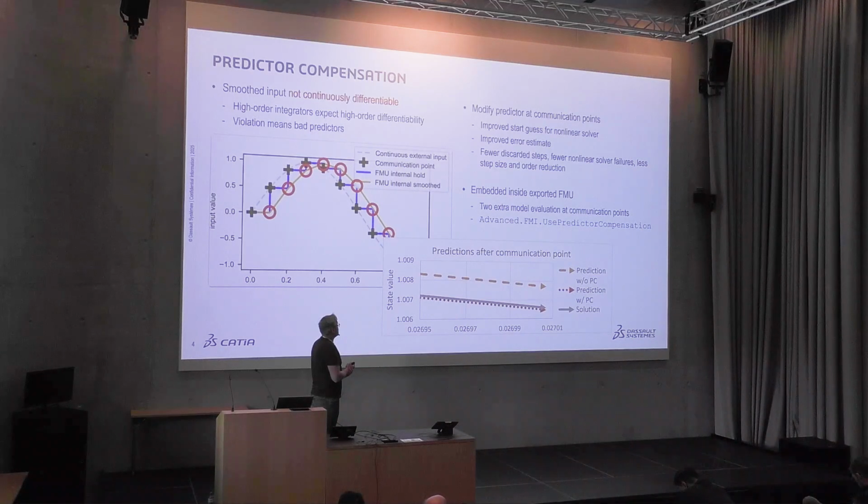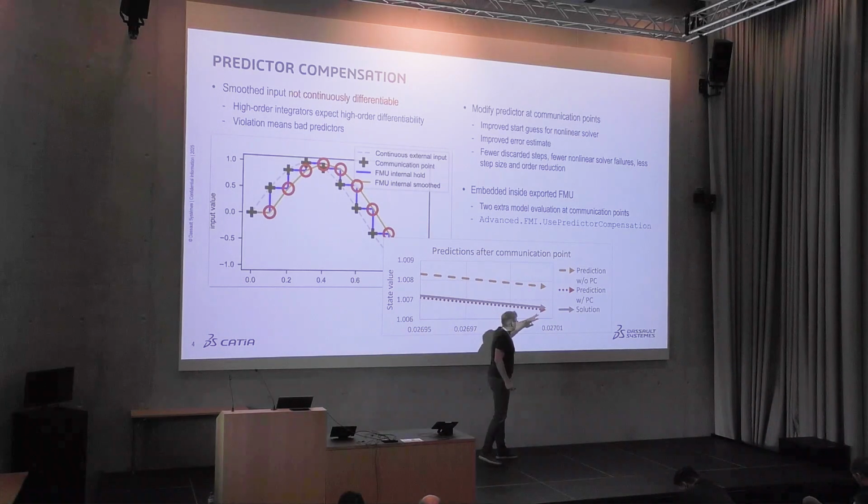How it's done in Dymola is that we look at the inputs, and we make a directional derivative to see how it affects the state derivatives, or actually the second state derivative. And we get a better predictor. And usually it is much, much better like so.